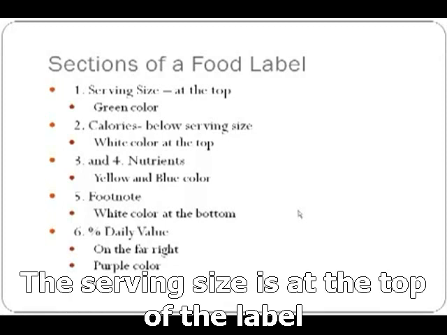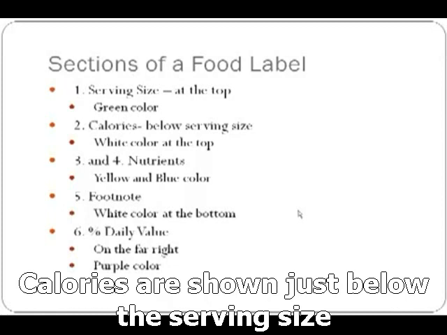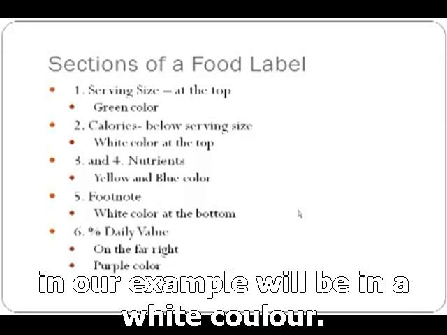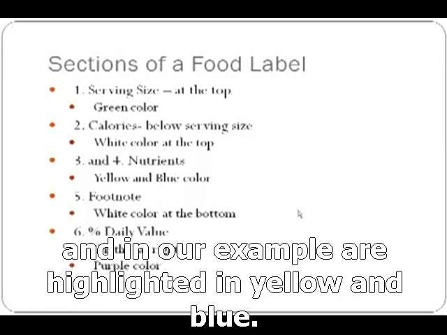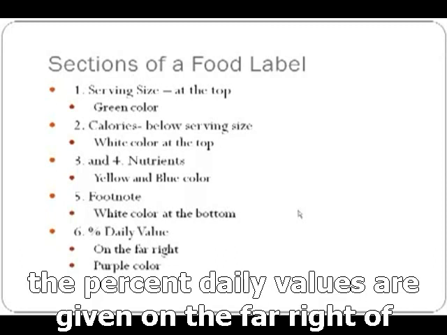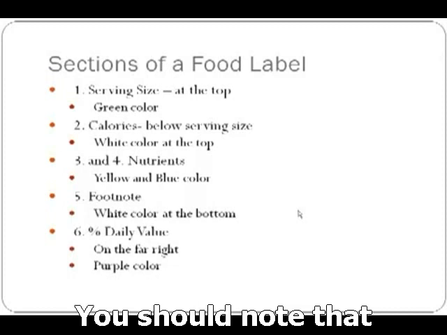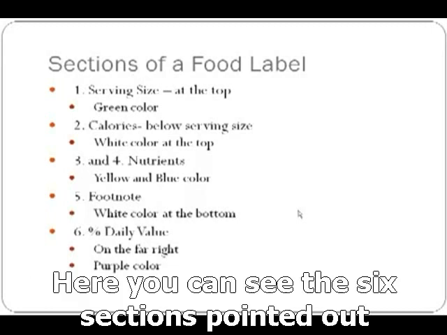The serving size is at the top of the label and is in a green color. Calories are shown just below the serving size at the top of the label, and in our example will be in a white color. Both sections of the nutrients are below the calories, and in our example are highlighted in yellow and blue. The footnote is located at the bottom of the food label in white, and the percent daily values are given on the far right of the column and highlighted in purple on our example. You should note that food labels on products are only displayed in black and white with no colors.